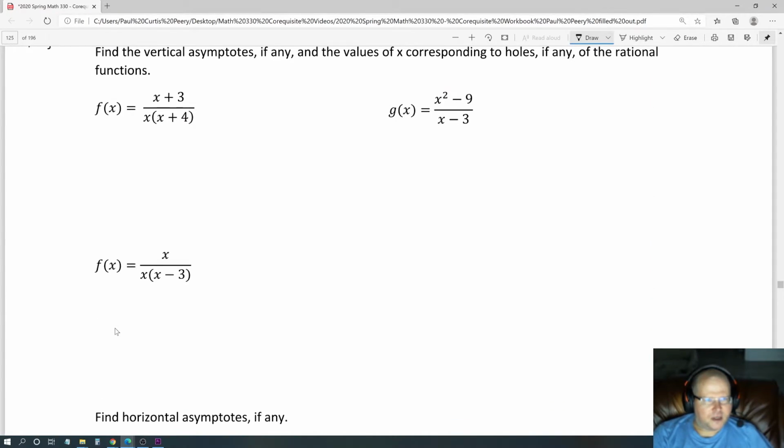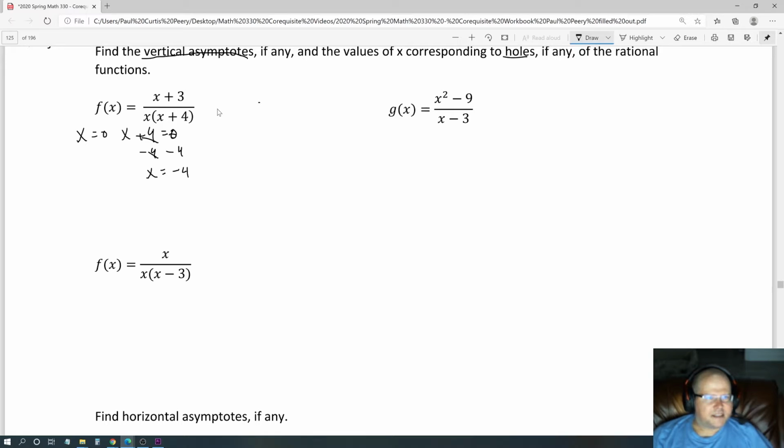All right, so now we are going to find the vertical asymptotes, if any, and we're also going to find any holes. First of all, the first denominator is already factored, so we're going to set x equal to 0, and we're going to set x plus 4 equal to 0. Minus 4, cancel, cancel, x is equal to negative 4. Okay, so we found a couple of zeros.